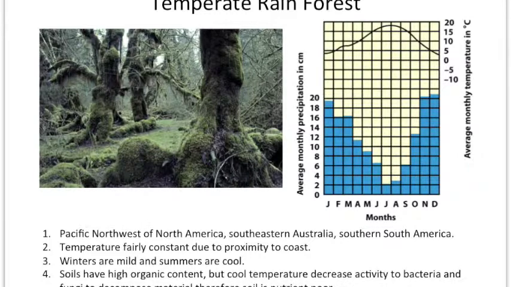As a result of this, you have cool temperatures all year long, so the soil itself contains a lot of organic material, and that's because the microorganisms in the soil are unable to break this down. You can see all this organic material here because the temperatures just aren't high enough for them to be metabolically active in breaking those down. So you have a lot of organic material coating the trees, coating the floors of these biomes.